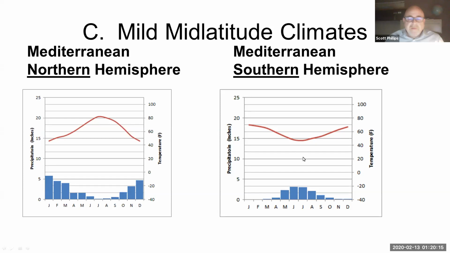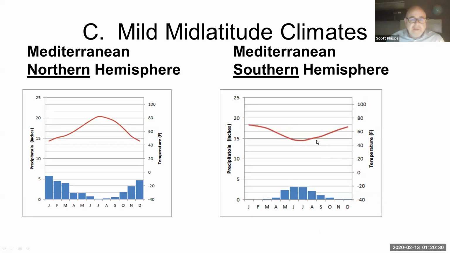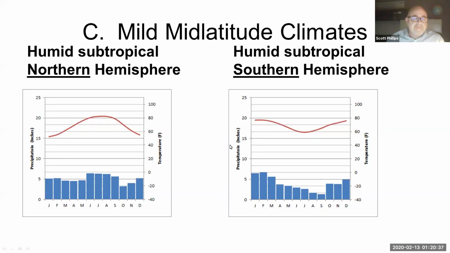If we were to rearrange the months on this one so that they go from July through June, then they would actually look a bit more similar to the northern hemisphere. But when we arrange them both in the same way, January through December, they look different from each other. Same goes for humid subtropical. Northern hemisphere has one pattern and an opposite pattern in the southern hemisphere.